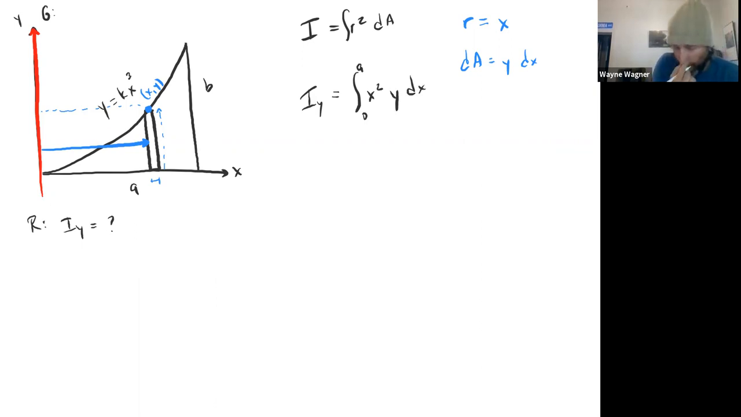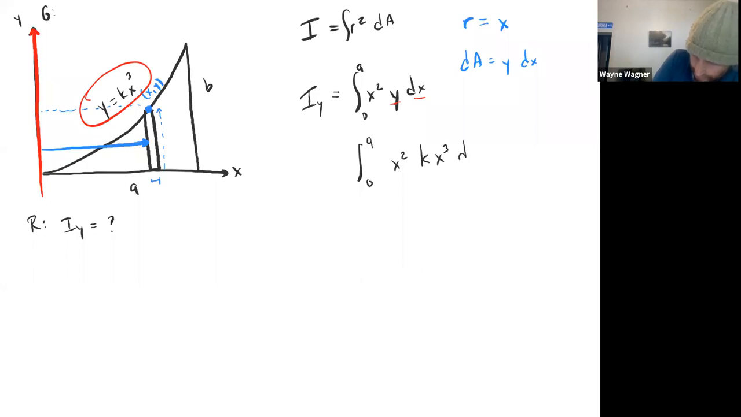Okay, so then let's see here. So then again, the problem here is we've got this y, but we've got a dx. So we need to plug this in. So we'll go integral from a to 0 of x squared times k x cubed dx.